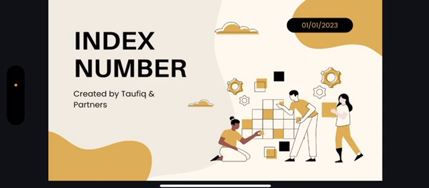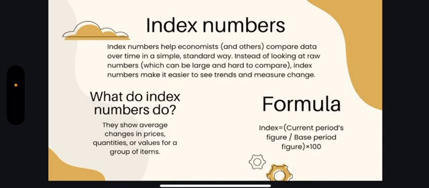So today's topic is index number. So what is an index number? Index numbers help economists and others compare data over time in a simple, standard way. Instead of looking at raw numbers, which can be large and hard to compare, index numbers make it easier to see trends and measure change. So basically, index numbers are often used by economists to provide a standardized way of comparing values over time.